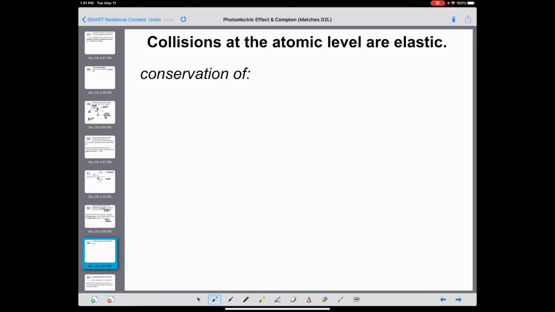So we also talked about earlier in the semester how collisions at the atomic level are what we call elastic collisions. The Compton effect is happening at the atomic level. So the collision that we're studying here is elastic. Remember that the word elastic means conservation of kinetic energy. However, we also know that whenever we have an elastic collision, momentum will also be conserved too. So I'll just make a note here. Both things are conserved in the Compton effect.